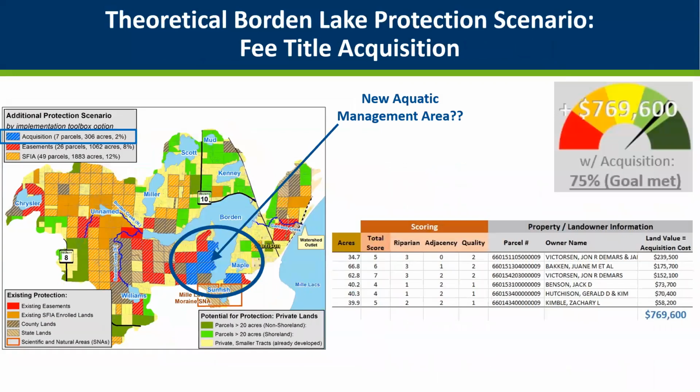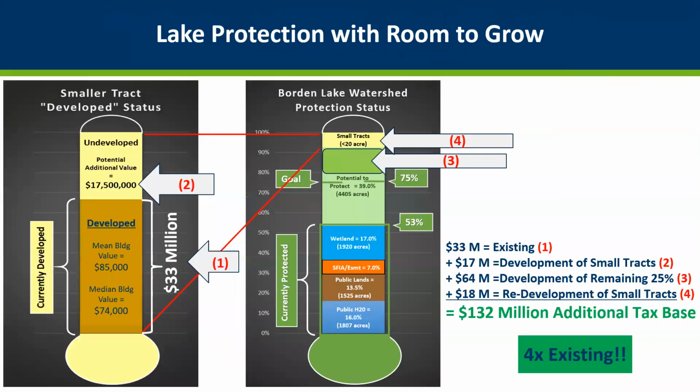Okay, now we added a fee title piece just to close it out. And let's say there is a scientific and natural area there at the south end of Borden Lake, about half a section. And let's just build that out a little bit with those blue parcels. And that would cost about $770,000, and that would bring us to 75%. Now that's all theoretical. One more Borden Lake slide, I believe, and that is next slide, please.